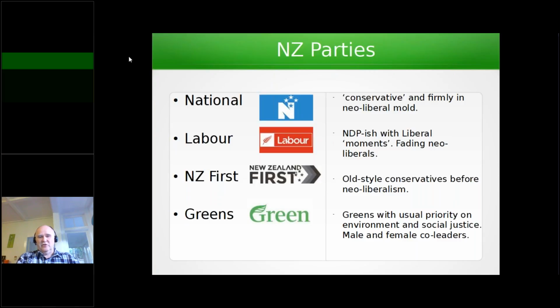They also in New Zealand use the male and female co-leader model, which I'm very much an admirer of. It's quite a good model. I can talk about that if anybody's curious.